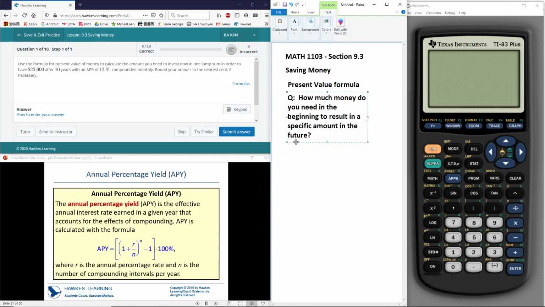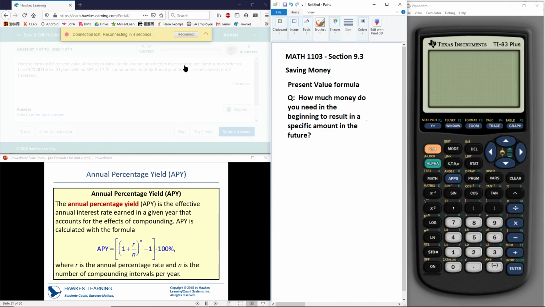That's basically it. So now the first question says, use the formula for present value to calculate what you need to invest right now in a lump sum. So lump sum means you're not going to get any deposit. It's not like your retirement, your 401k, where you put money in every month. This is a lump sum. You put it away and forget about it.